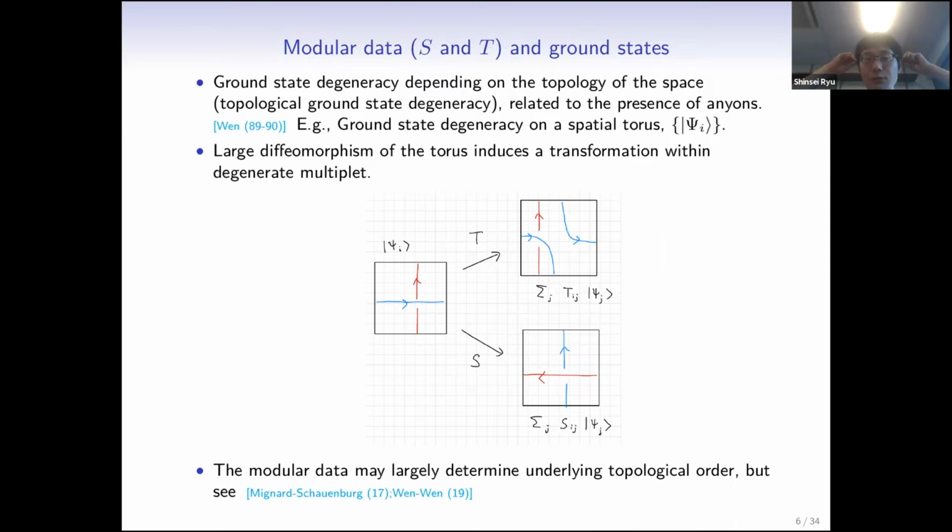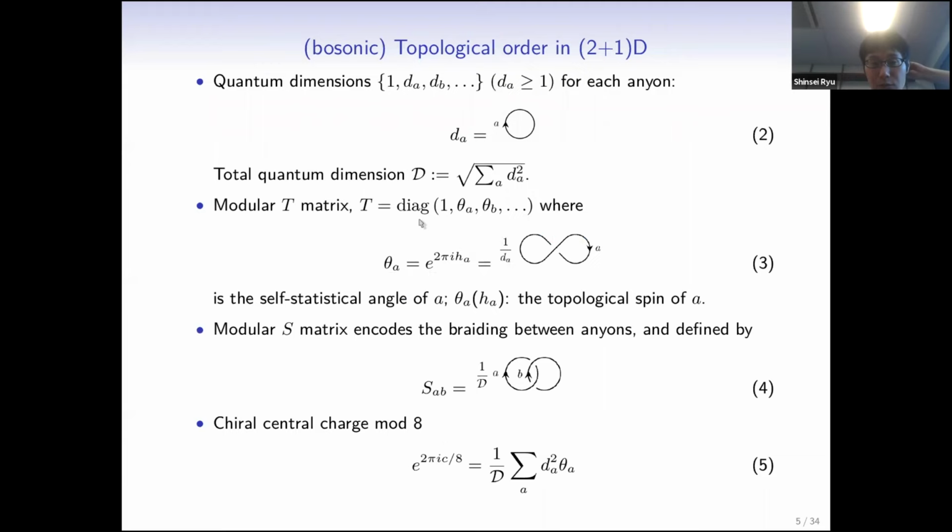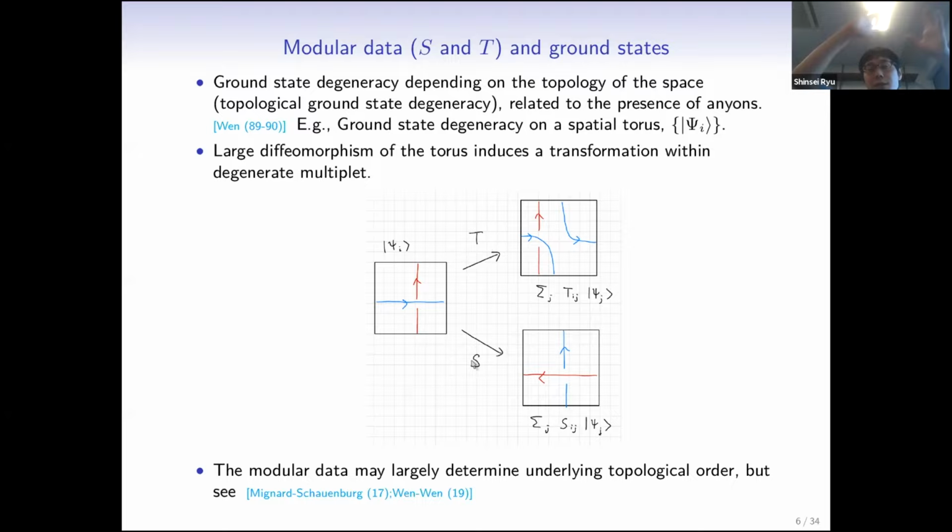So if you start from a particular ground state, by this operation you create a new state, which is a linear superposition of the states degenerate on the torus. The coefficients are given by the entries of this T matrix, which is introduced here. And similarly, there's the S modular transformation, which is more like a 90 degree rotation of the space-time torus. And once again, when you do this operation, you get a linear superposition of different ground states, and the coefficients are described by the entries of the S matrix.